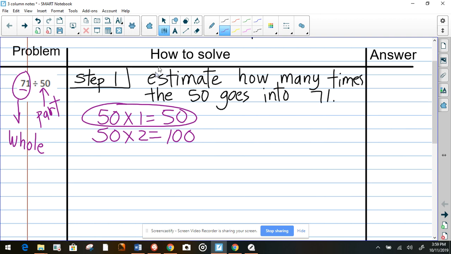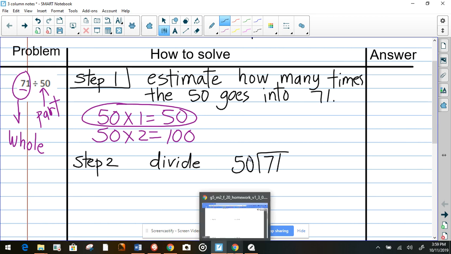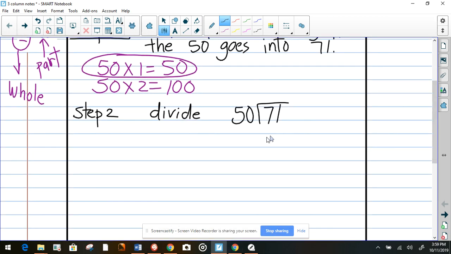Now let's look at step number 2. Step number 2 says, okay, now divide. Let's do that. So now we're going to convert. The division is 71 divided by 50. And when you have that, now you can say that the 50 goes into 71 one time. 1 times 50 equals 50. The remainder is 21. So now we know that the answer is 1 and the remainder is 21.